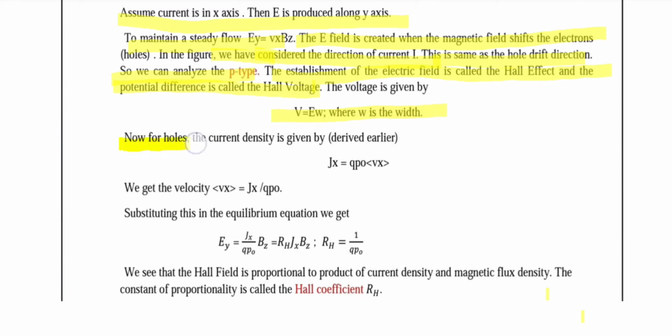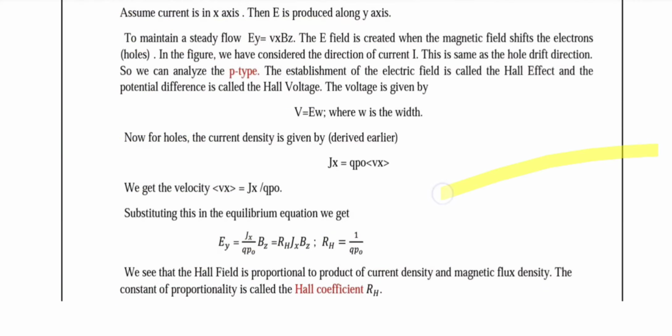Now for holes, the current density is given by Jx is equal to Q into p0 into Vx, where Vx is equal to Jx by Qp0. So the electric field Ey is equal to Jx by Qp0 into Bz. 1 by Qp0 is given by the Hall coefficient RH. So Ey is equal to RH into Jx into Bz. We see the Hall field is produced proportional to the product of current density Jx and magnetic flux density Bz. This proportionality constant is given by the Hall coefficient RH.